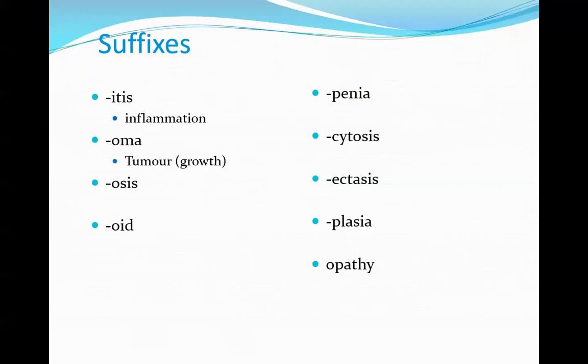Osis is actually a state or a condition. Amyloidosis, for example, is something which accumulates between the cells. So this is a state or condition.